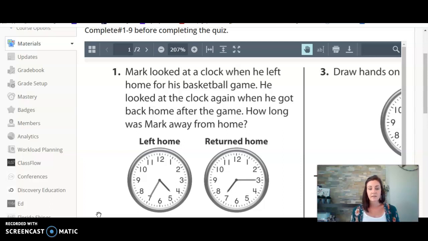So remember, thinking through this, your first step is, what is it asking you? How long was Mark away from home? And they haven't quite told us the time yet, so we need to find what time he left home and what time he returned home. And then find the elapsed time. So go ahead and hit pause. When you are finished, go ahead and hit play.